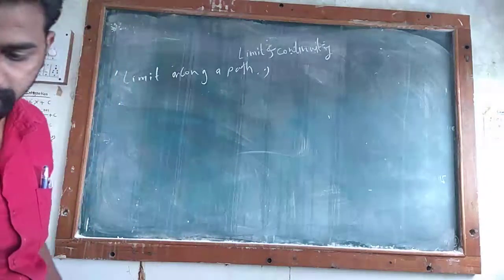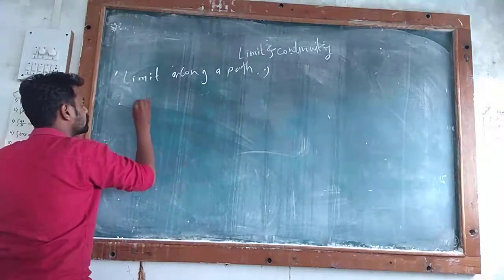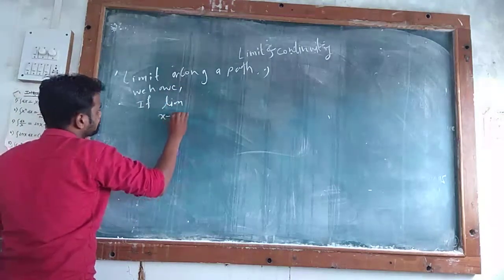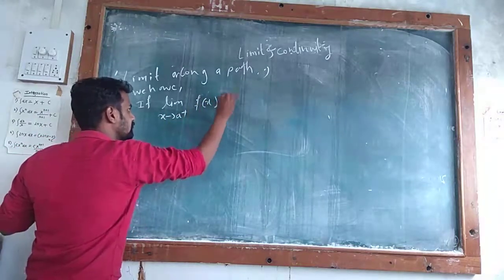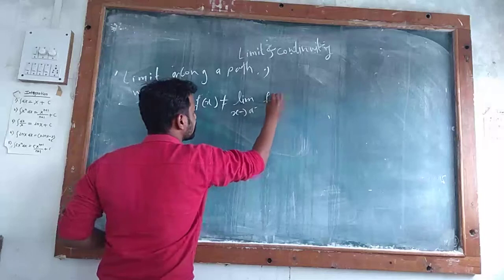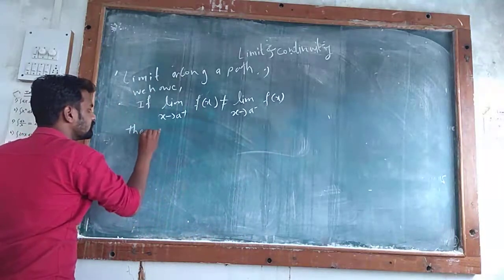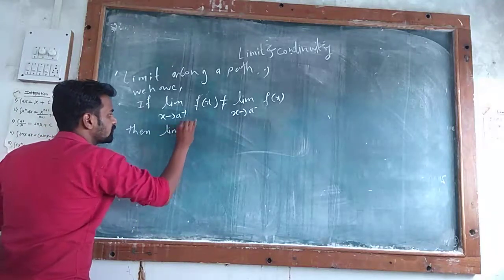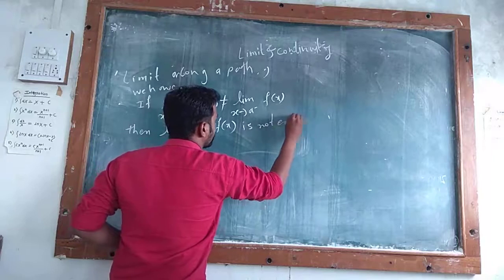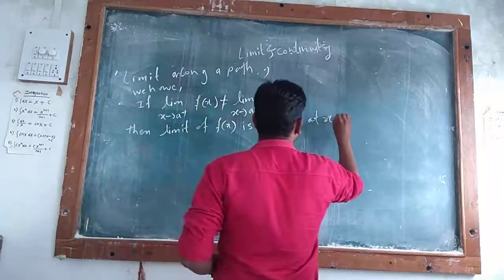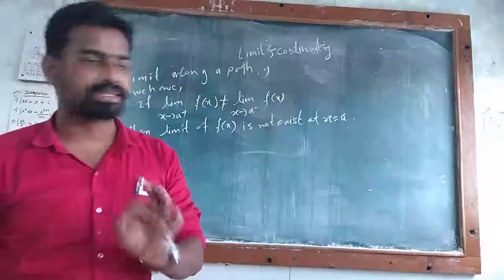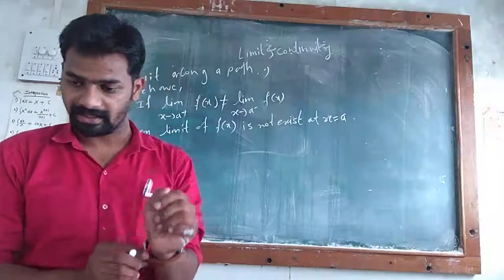We are still in the 11th standard. If limit as x tends to a plus of f of x is not equal to limit as x tends to a minus of f of x, then we say that limit of f of x does not exist at x is equal to a. It means that if left hand limit is not equal to right hand limit, then limit of f of x does not exist at x is equal to a.